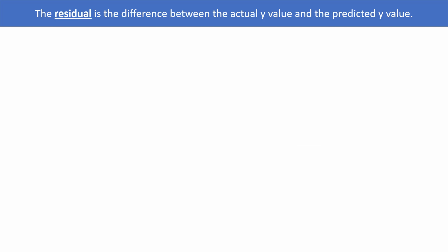Okay. The last thing to talk about is the residual. The residual is the difference between the actual y value and the predicted y value. So the way you should think about the residual is if you're able to check your prediction and see how much you're off by, that is what we call the residual.